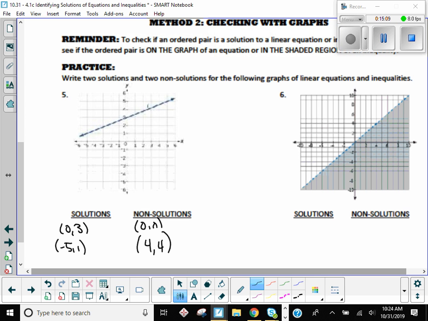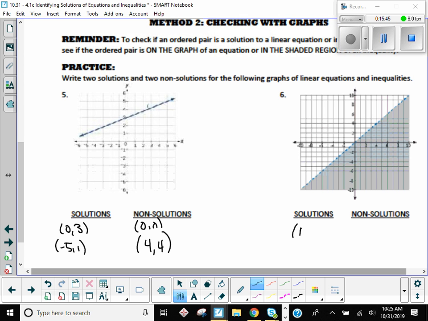Okay. So solution, non-solution. This graphed dotted line right here, that means that any point on that line. So when the line is dashed, any point on it is not a solution, okay? If it was a solid line like that one, then a point on there would be a solution, okay? So give me something, so, and then anything in the gray is a solution. So give me something in the gray.